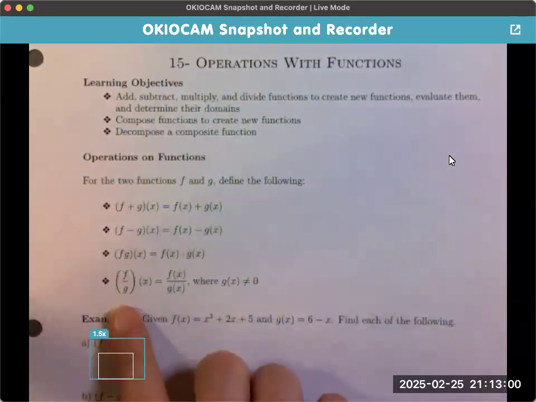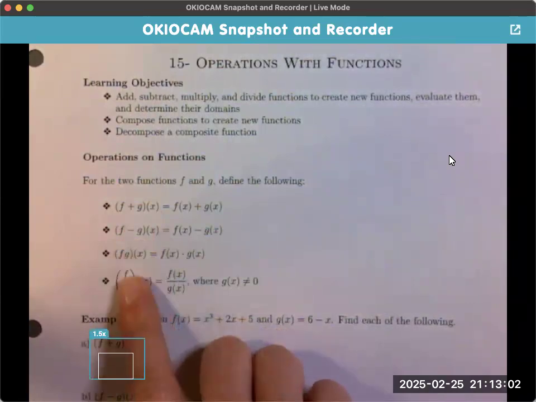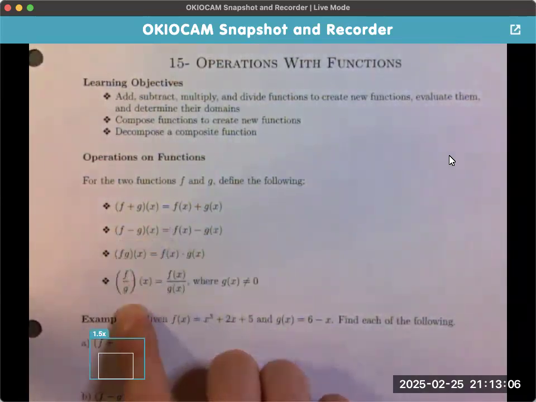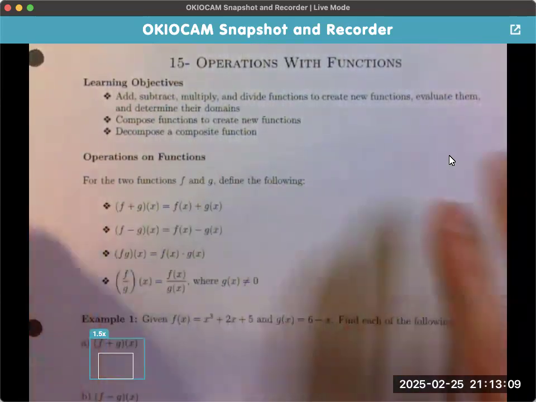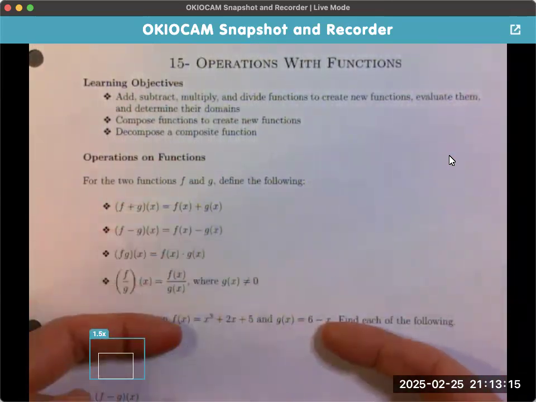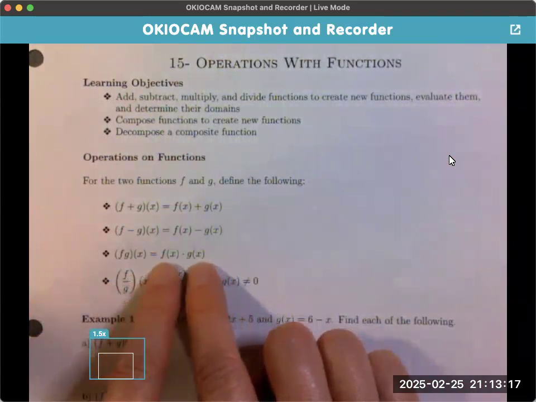So our operations are first for our addition, subtraction, multiplication, and division. So basically you can split them into their two separate entities, if you would. Basically you are just performing the operation on their y values. So you have to have the same.